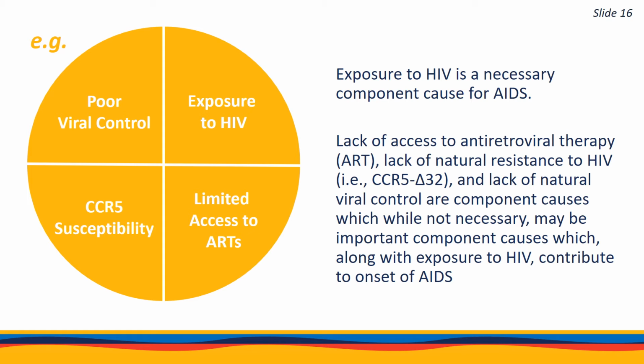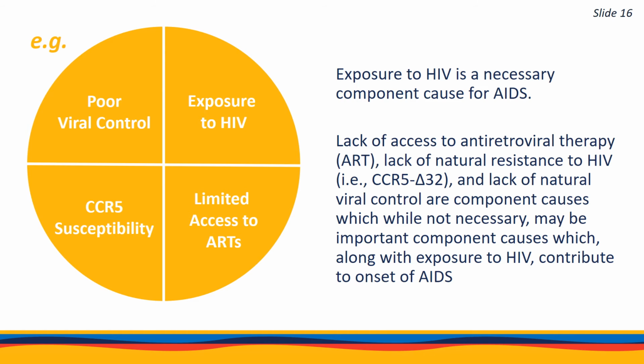It's probably unlikely that we're going to be able to confer natural resistance to HIV on somebody to stop exposure to HIV from really mattering, but we can definitely increase their access to antiretroviral therapy, which in turn helps them control the virus better. So there are definitely things that we can do, and identifying which pieces of the causal pie can improve prevention is a great way to think about these Rothman pies.